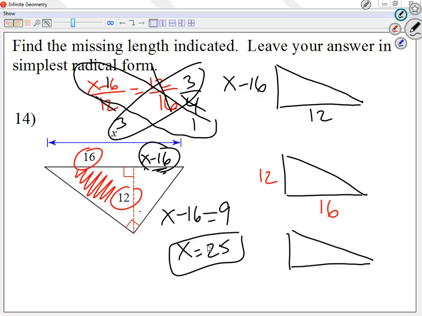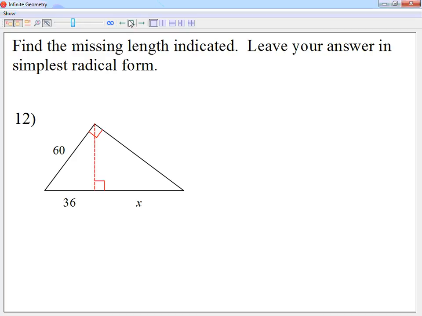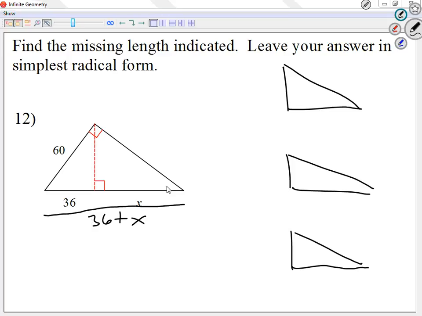In my examples, as you guys notice, I never use the big triangle, but let me use one where I will use the big triangle. Let me go back to number 12. I have a small triangle, a middle triangle, and the large triangle. And I know that the hypotenuse of this side is going to be 36 plus x. Right? This whole thing is 36 plus x.